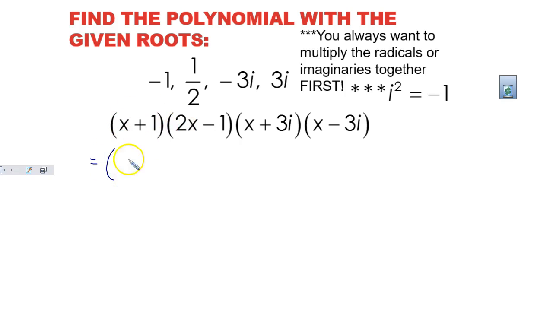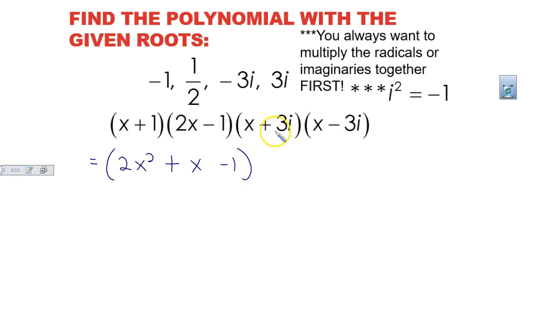And that gives me x times 2x, which is 2x squared, x times negative 1, 1 times 2x, and then 1 times negative 1. And remember that when we clean up, the outside and inside add together. So that's going to be negative 1x plus 2x, which is positive 1x, or plus x. I'm going to go ahead and clean that up right here.